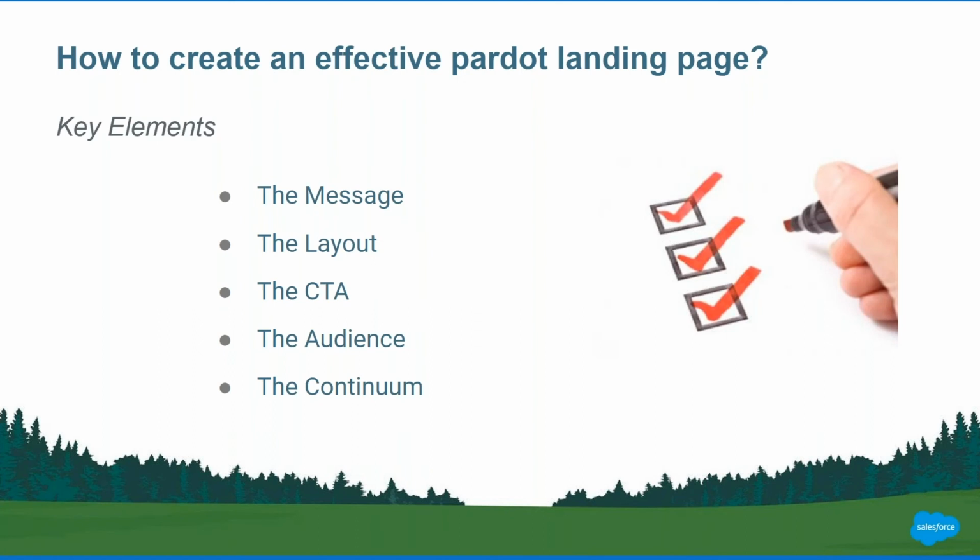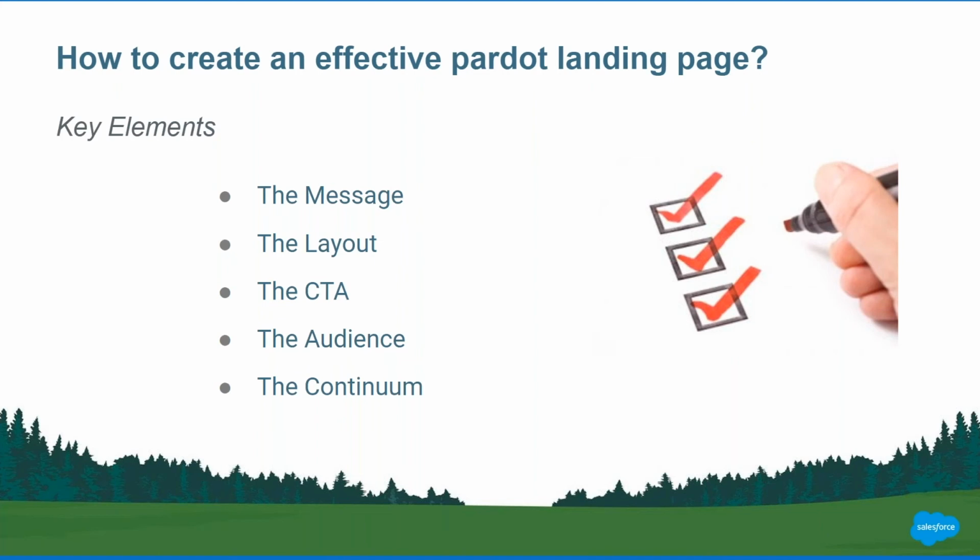How do you create an effective landing page? So there are five key elements. These are the message, the layout, the CTA, the audience, and the continuum. So the first element is the message. The words that you put on your landing page are so important. This is where you tell your visitors why you're different, what action you want them to take, and how to make that action.